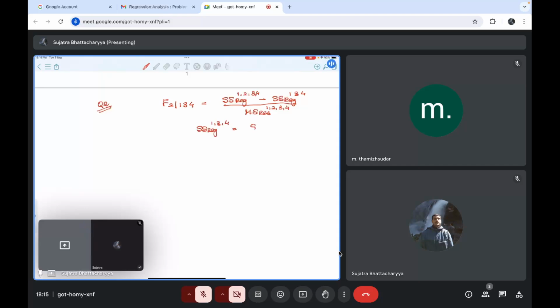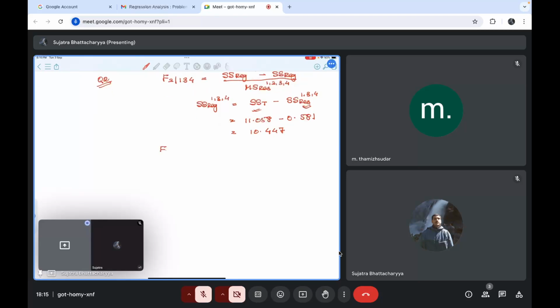So for that we need SS total, which we already have, it will not change, and SS residual of 1, 3, 4. Already this is given, this is already known. So we can easily find out. So it is 11.058, which is fixed, we have calculated in the very beginning. This is fixed, and SS residual in this case is 0.581. So SS regression for 134 comes out to be 10.477.